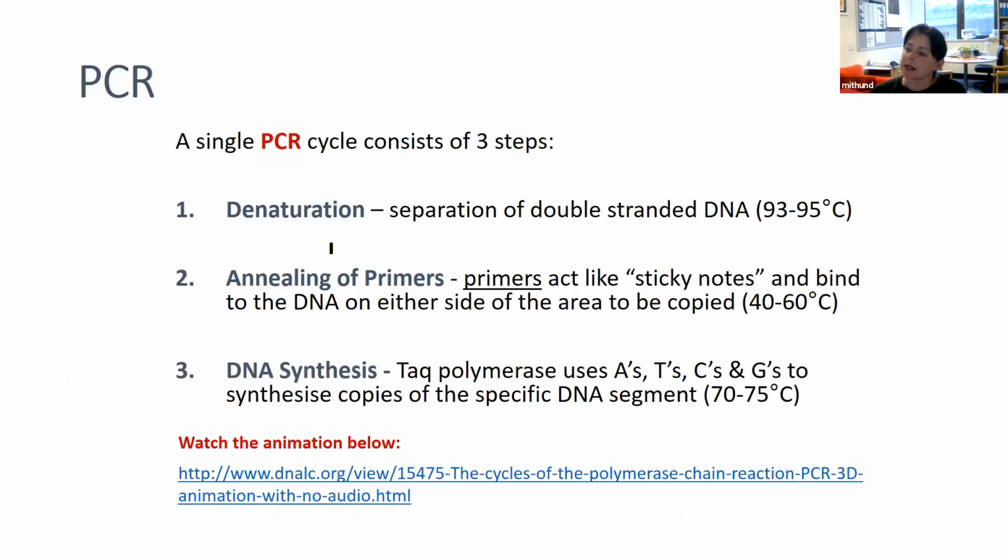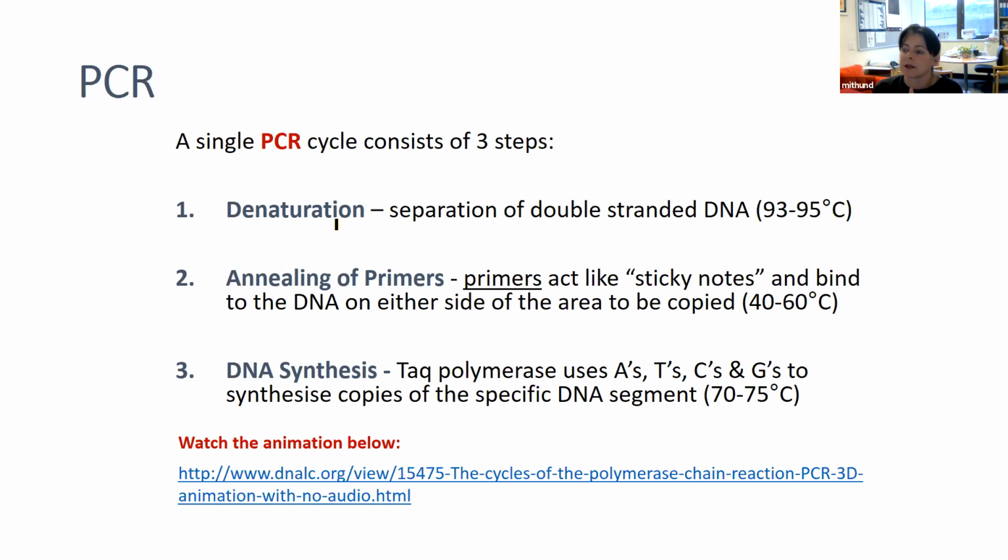So 3 steps in a PCR: denaturation, so separating your double-stranded DNA. So we do this by heating it up to 93 degrees. And then your primers stick onto it. So this is the annealing of primers, and they bind to the DNA either side of the area that you want to be copied. And at this point, the temperature is dropped, to optimize when the primers can anneal. The optimal temperature can vary depending on the composition of the primers. So the primers will have different composition of A, T, C, and G, depending on where you've designed them to amplify. So the temperature for this can be different.